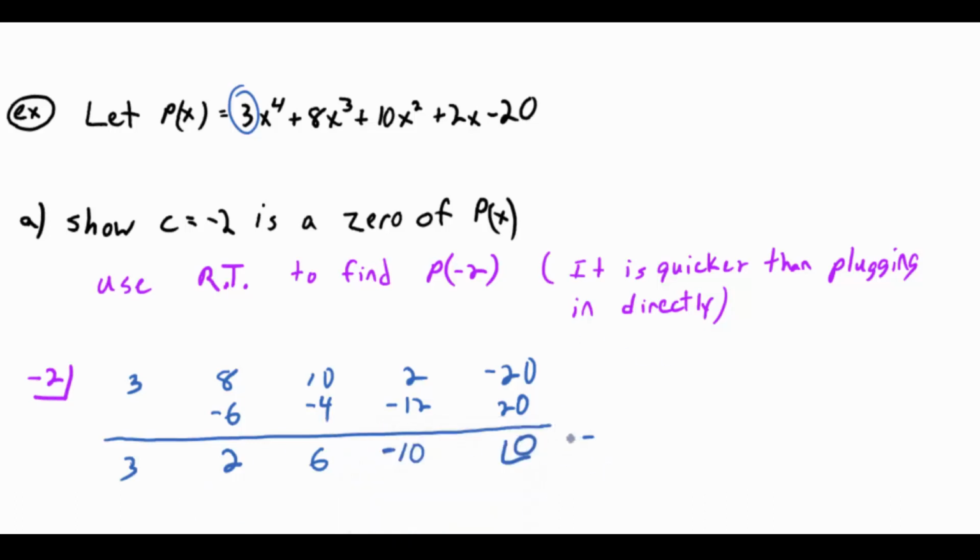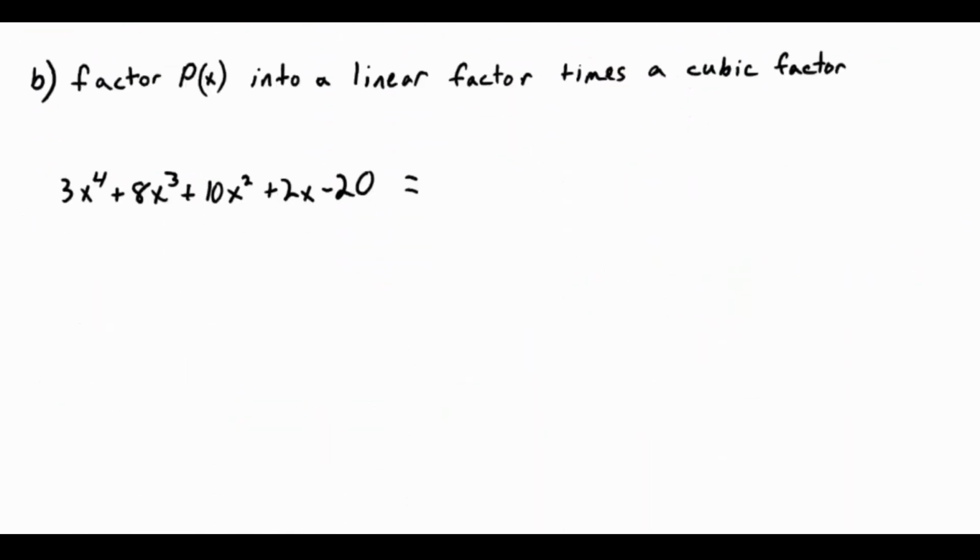So what did we just show? The remainder theorem says that that's p of negative 2. We did it. Okay? Now part B, don't worry, we're almost done. Part B says factor p of x into a linear factor times a cubic factor.